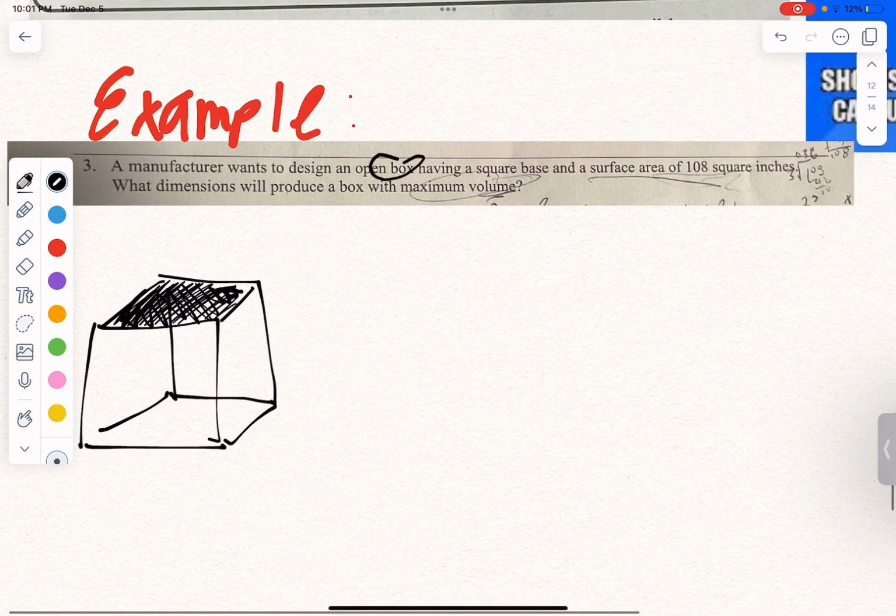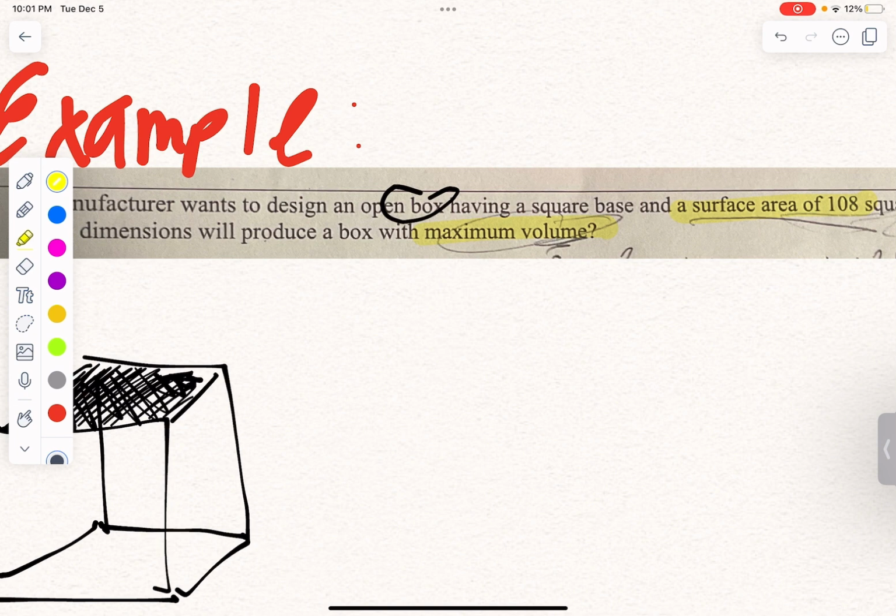Alright, and so they gave us the surface area, which is so sweet of them. They gave us the surface area and they want us to maximize the volume. Volume's what's being maximized. So those are the two equations we're going to use. Let's set those up.